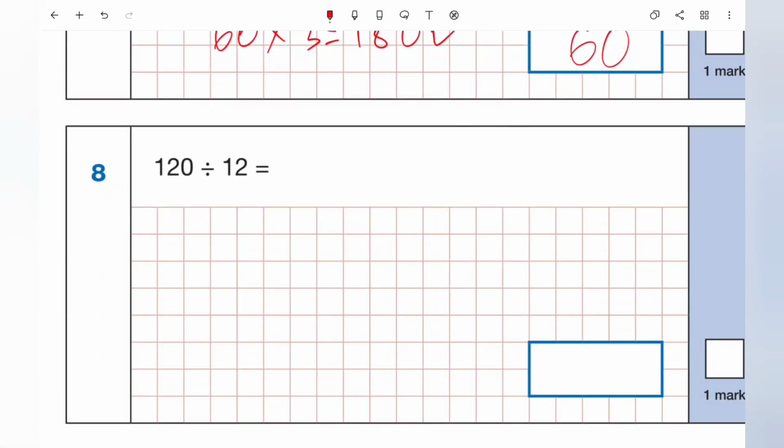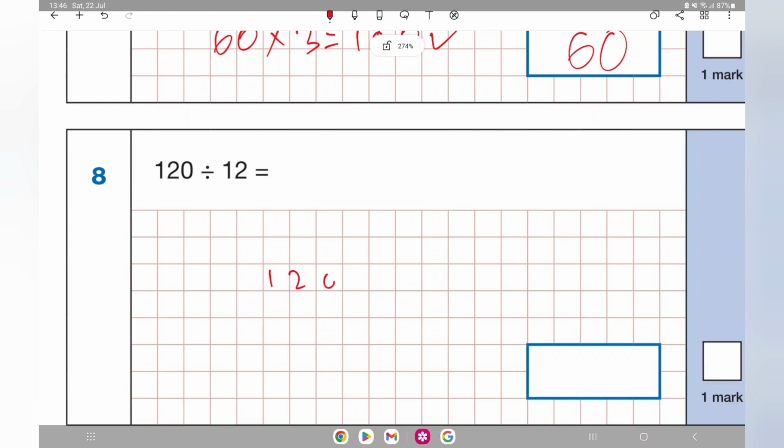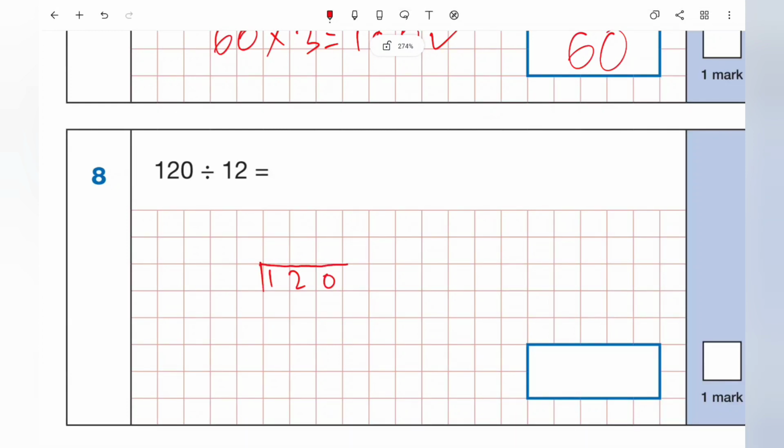So same concept. You've got the bigger number, 120, inside the bus stop. And then on the outside, you'll have 12. Does 12 go into 1? No, because it's too small. Does 12 go into 12? Yes, it does. How many times? It goes once, because 12 times 1 is 12, right? And again, does 12 go into 0? It goes 0 times, okay? So for that reason, the answer for this question will be 10.